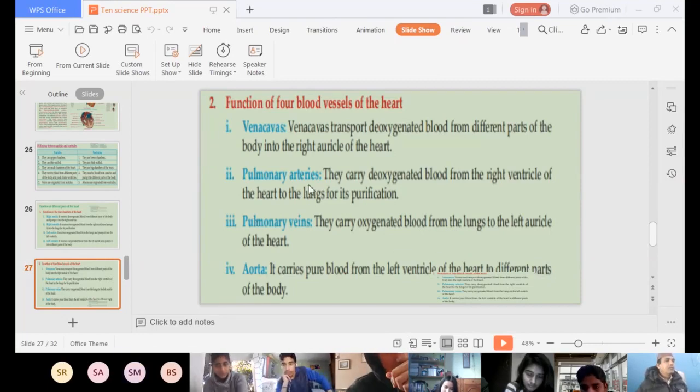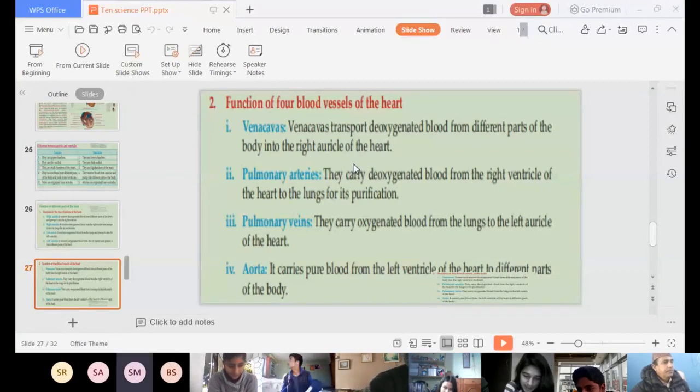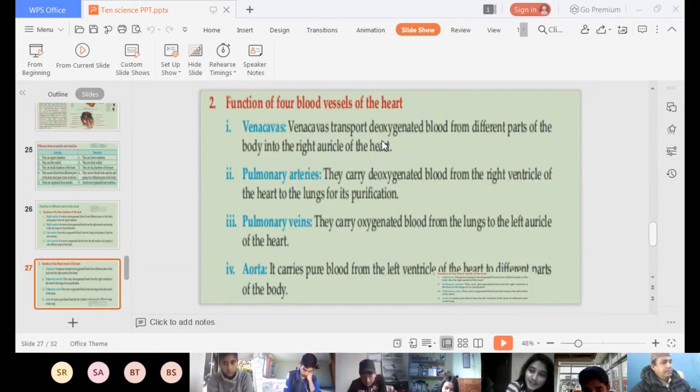Then Pritima, you tell me the functions of pulmonary veins. Carry oxygenated blood from the lungs to the left auricle of the heart. Good. So pulmonary veins carry deoxygenated blood, sorry, oxygenated blood from lungs to heart. And the function of aorta? It carries pure blood from the left ventricle of the heart to different parts of the body. Good.